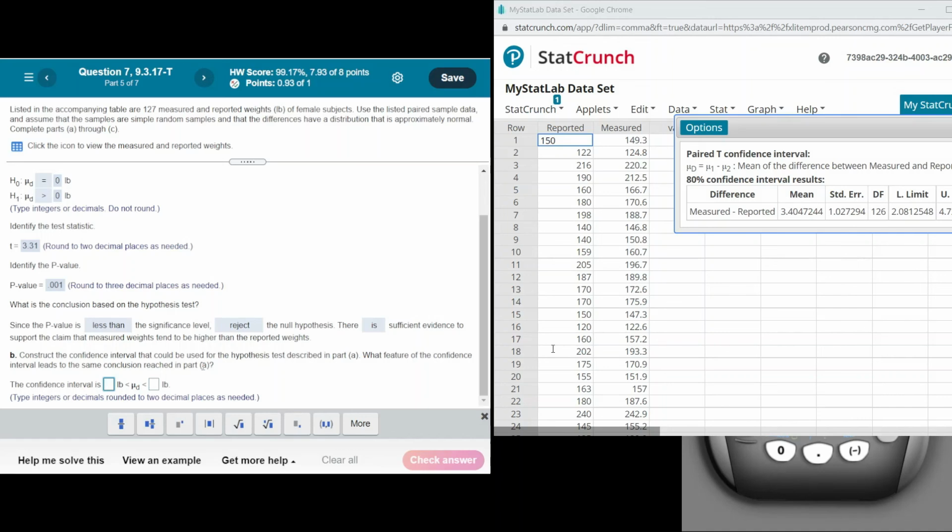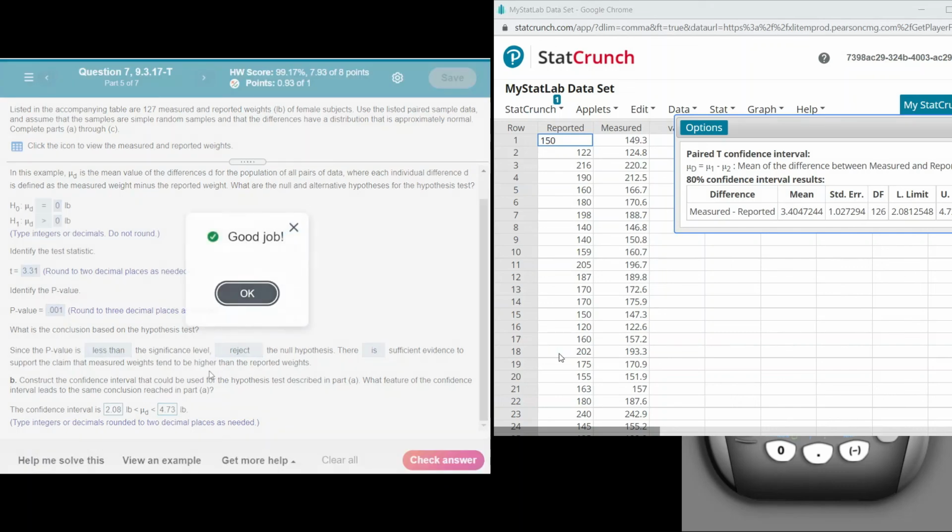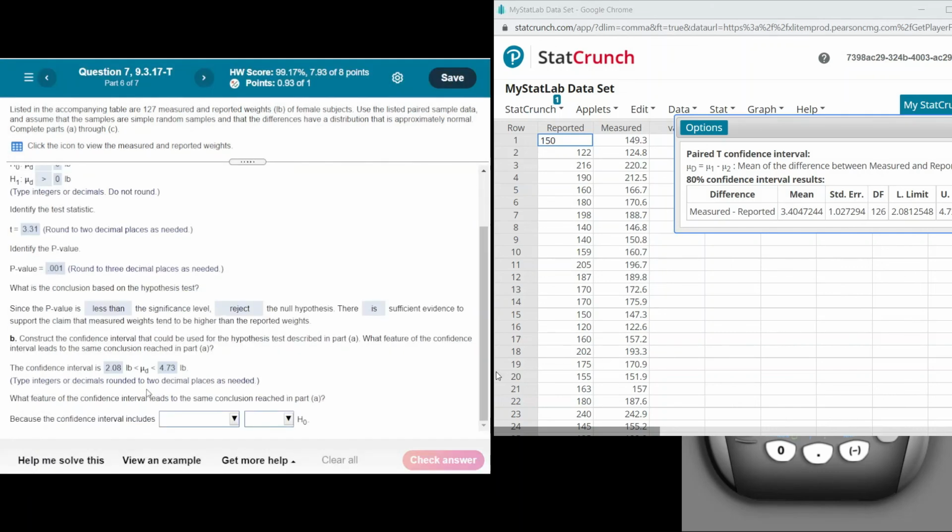Okay, the lower limit to 2 decimal places is 2.08. And this is 4.73. Good job, my ass. Oh, excuse me.